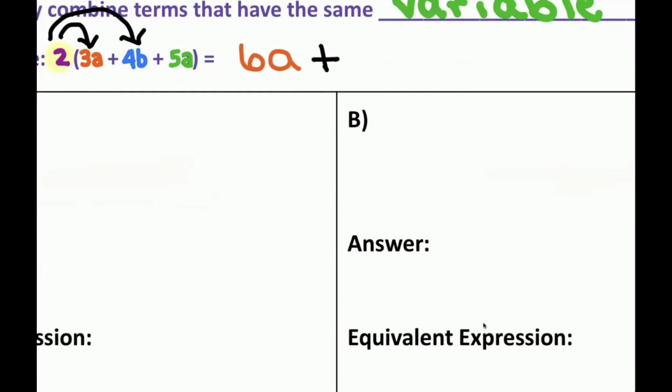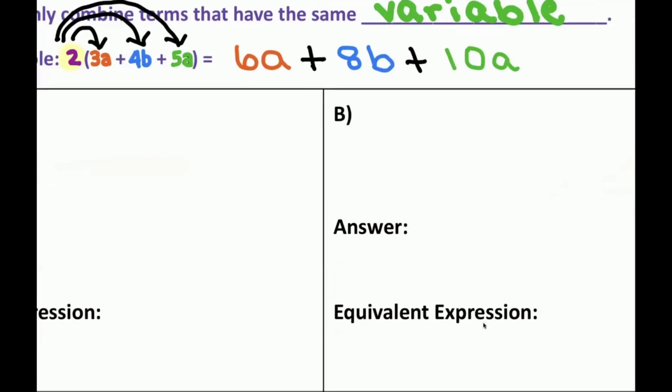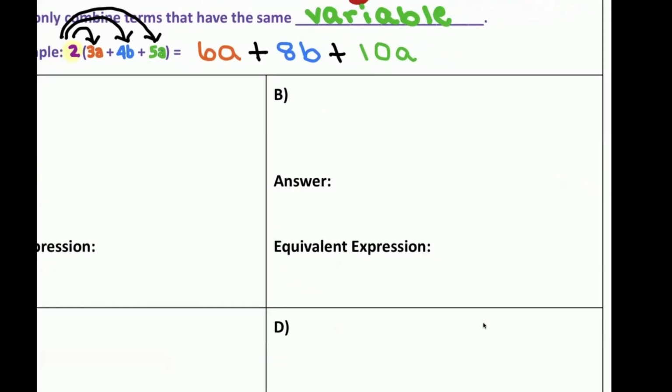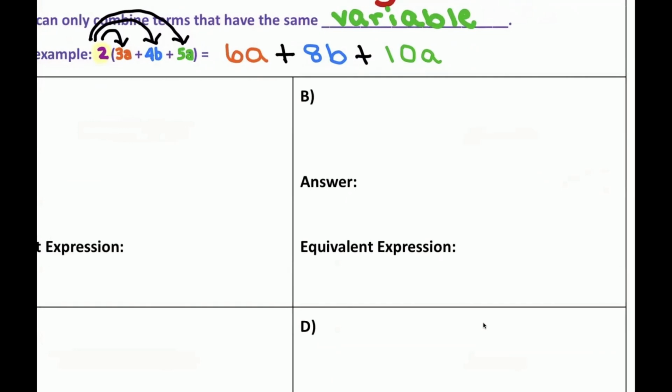Then I'll do 2 times 4B, which is 8B. And then 2 times 5A, which is 10A. Okay, so this is similar to what we've already practiced, except now we had 3 terms. Now that we have this, I can look and say, oh, okay, well, I have 6A and then another 10A. So because they're the same variable, I can combine them to make 16A. So now I can rewrite this as 16A plus 8B.